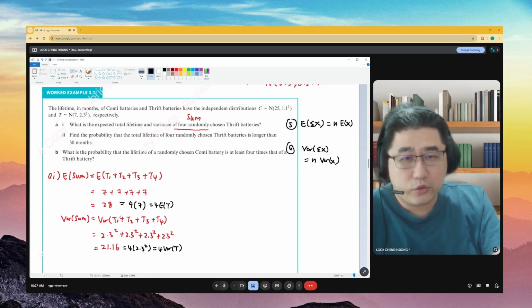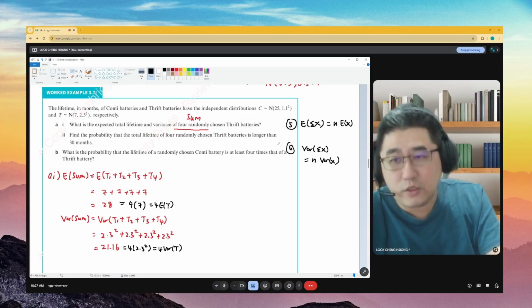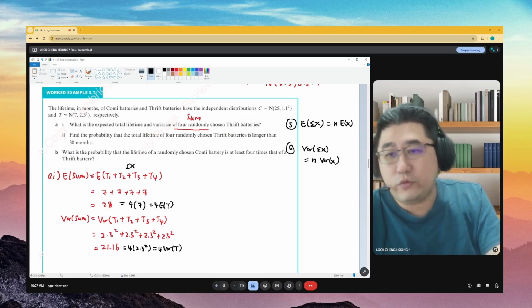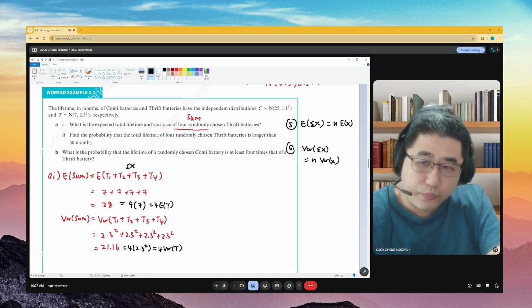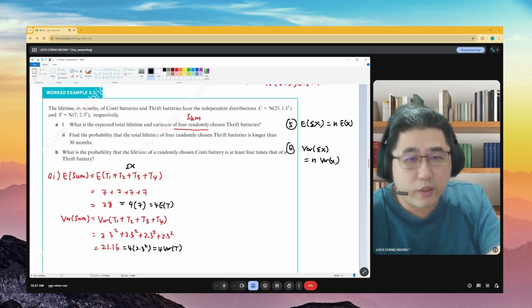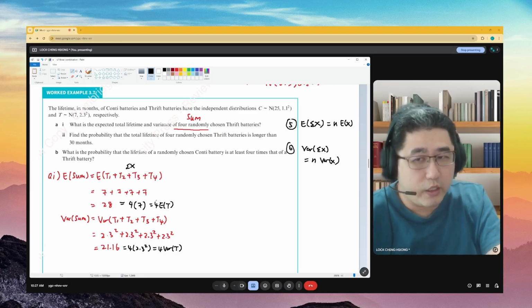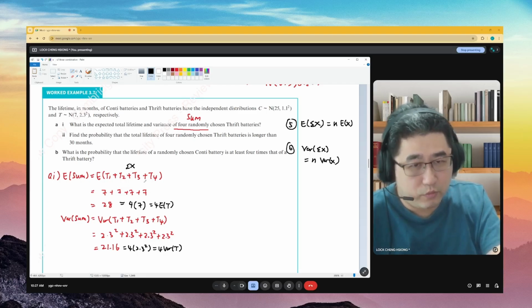So you need to know how to write in the form of the summation way, so that you can apply the formula immediately. What if you have 100 items? You can't really write T1, T2, T3, T4 until T100, isn't it? So therefore, you need to know when to write it in the summation form.